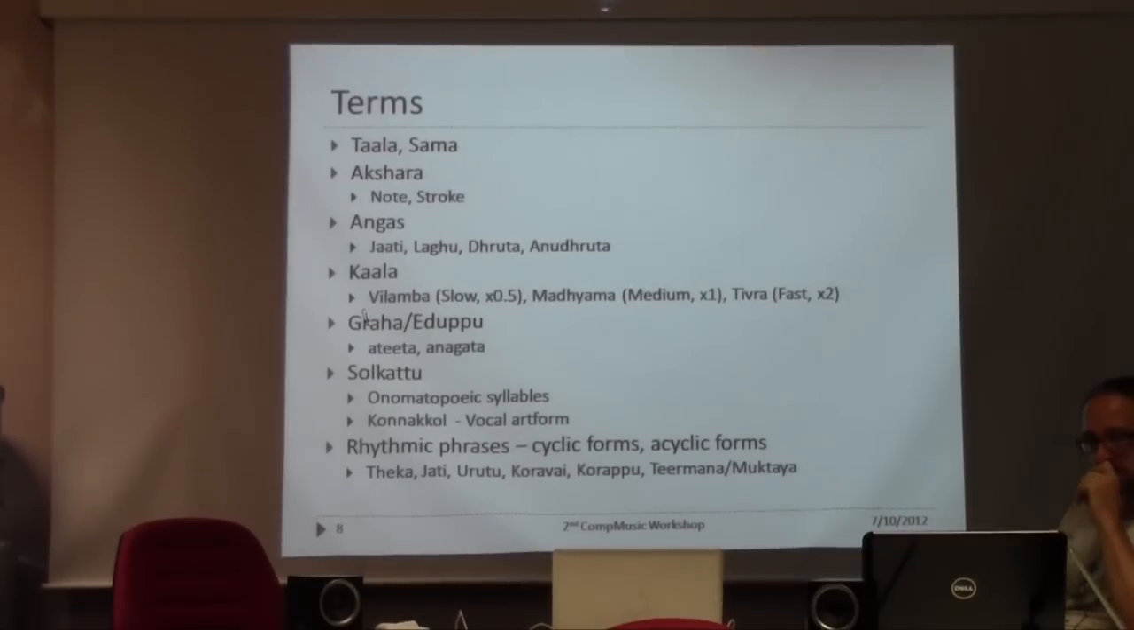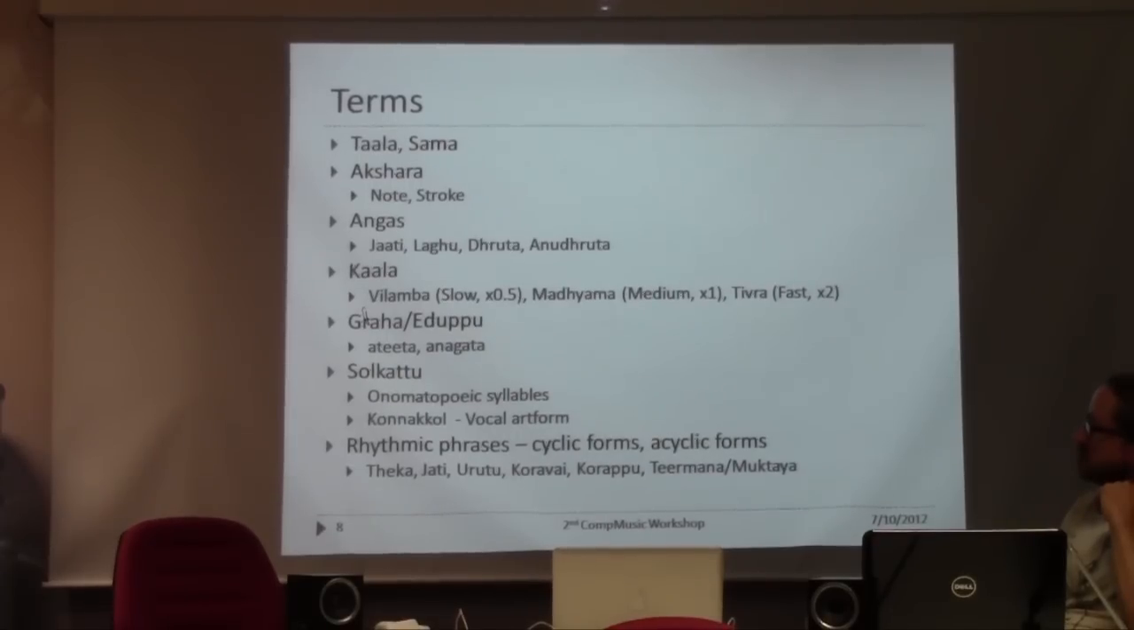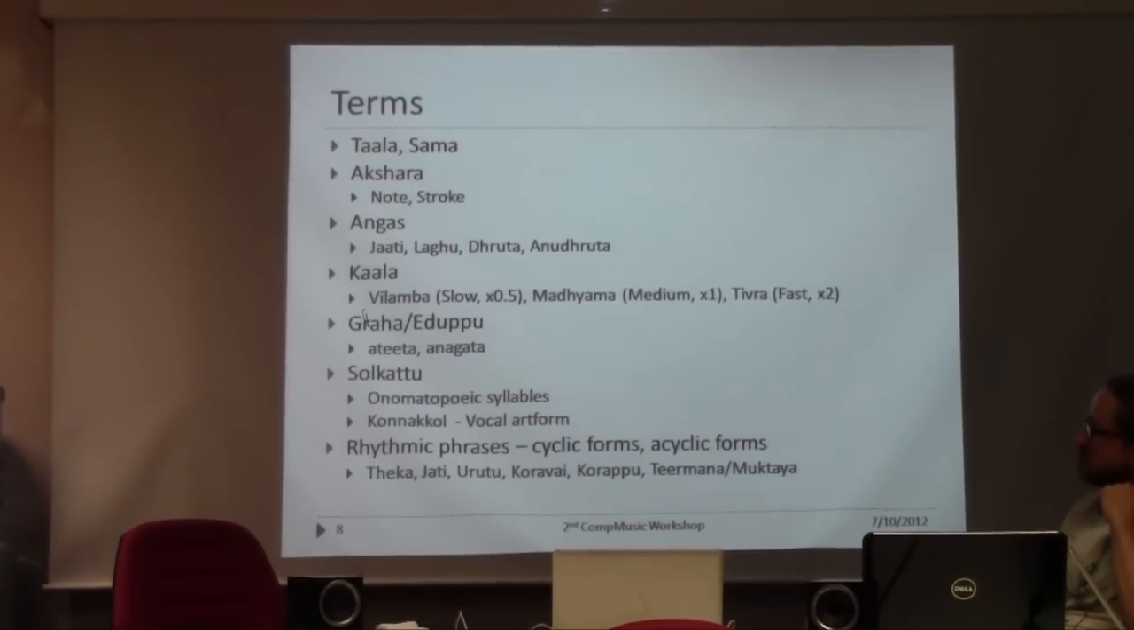An Akshara is actually a note or a stroke. We'll define all cycles in terms of the number of Aksharas which are present. So we can call them strokes for ease here. And the angas are actually to traverse through the visual cue for the taala, so that it's easy for the musician and for the audience to actually get the taala. And kala is vilamba, the slow tempo, madhyama and tibra.